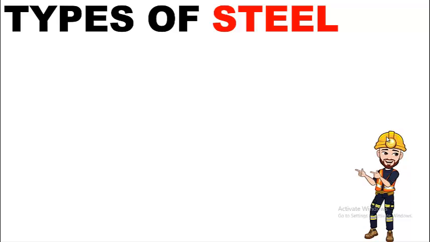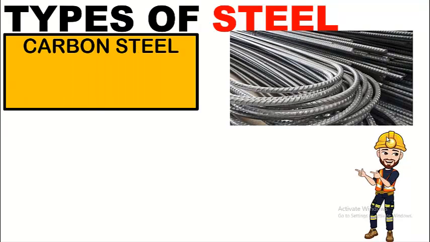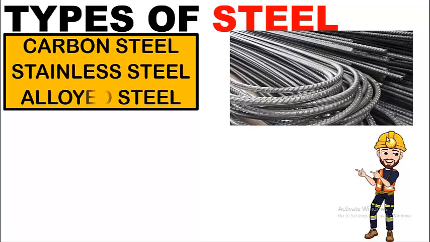As we know, steel can be classified in different ways, but today we are going to discuss its classification on the basis of its components or its composition, which can mainly be defined as carbon steel, stainless steel and alloyed steel. The main focus of this video would be on carbon steel. Stainless steel I have discussed in one of my previous videos, the link of which is given in the description, and alloyed steel will be discussed in my upcoming lectures.